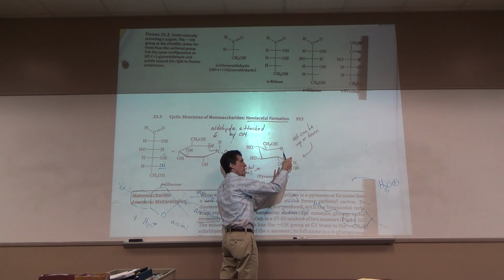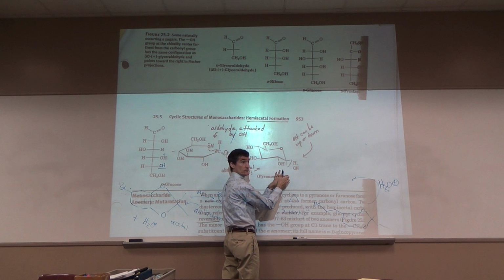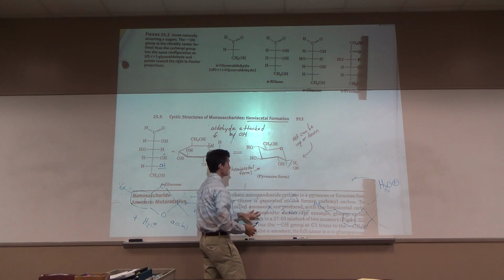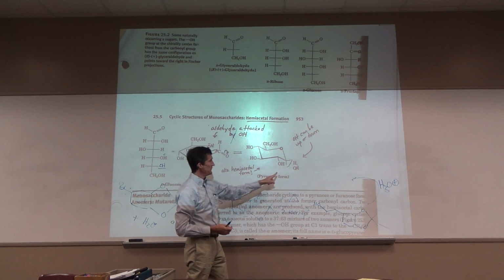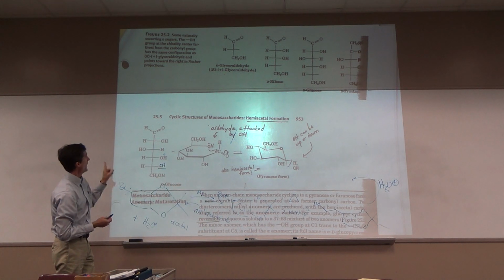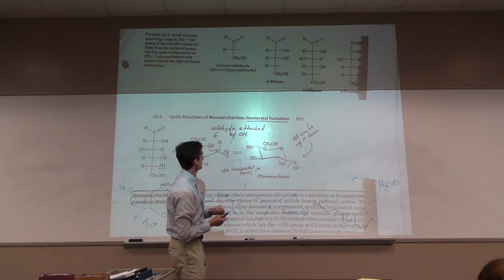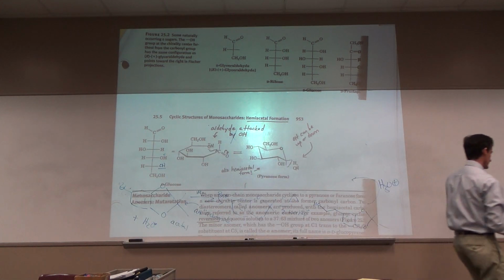But the new OH that's formed can either be equatorial or axial. And depending on whether this OH here is equatorial or axial, it's called alpha or beta. Where's that mentioned there?